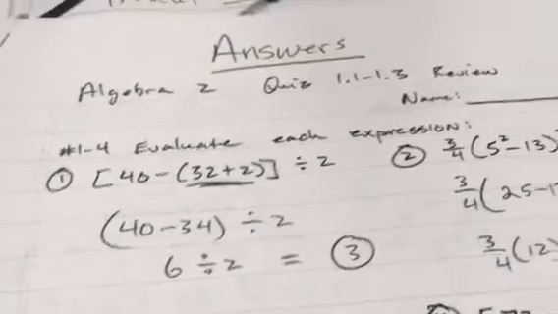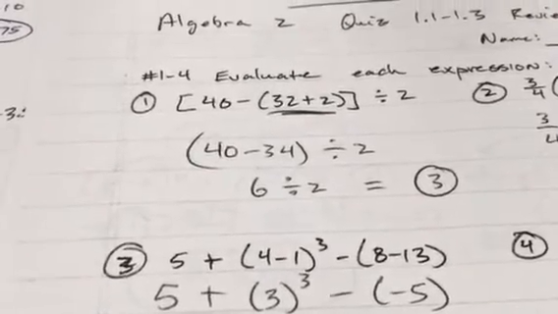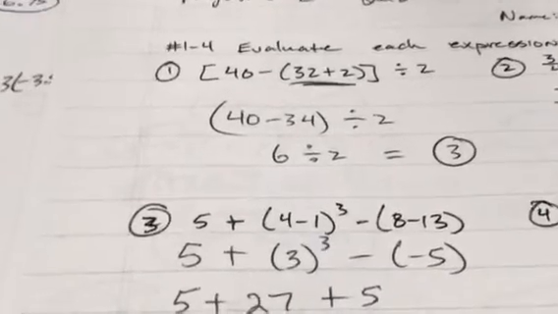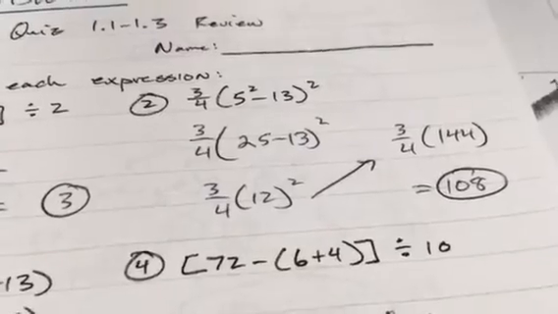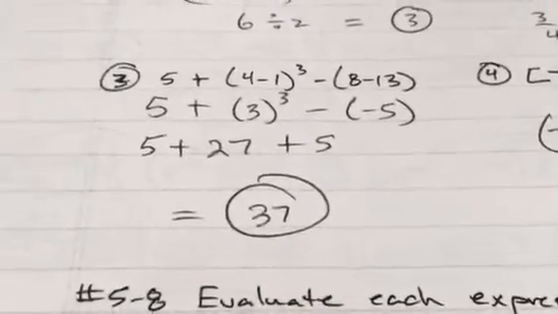Here are your answers for both quiz review number 1 and number 2 for regular Algebra 2 classes. Number 1, folks, make sure to do the order of operations. Take care of that parentheses first, then divide. Take care of the parentheses, then we're going to square it, multiply it by 3/4. Pause this anytime you need to. If there's an error, please let me know.